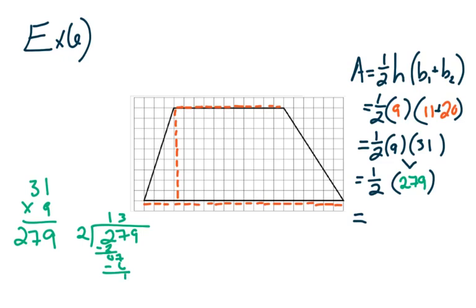7 minus 6 is 1. Drop down the 9. 2 goes into 19 9 times. And 2 times 9 is 18. Subtract, get a 1. So I'm not done. I have to add my decimal, my 0, and drop it down. And 2 goes into 10 5 times. And that comes out evenly. So my final answer is 139.5 area, so it's units squared.